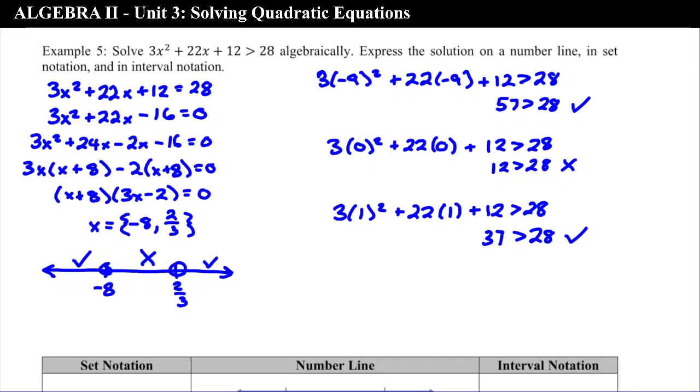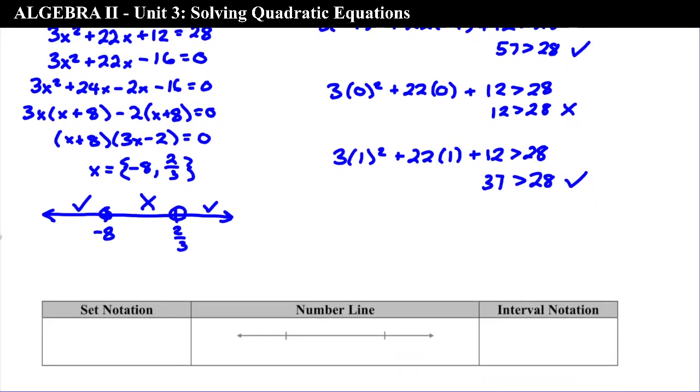So now we are going to write down our final answer. So we have open dots here and here. Let me draw those a little bit better. And the values that go with these open dots are negative 8 and 2/3. And we have solutions going to the left of negative 8. We have solutions going to the right of 2/3.